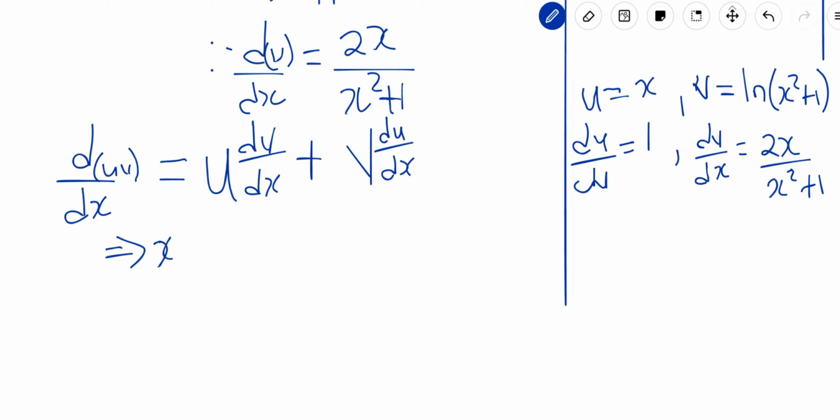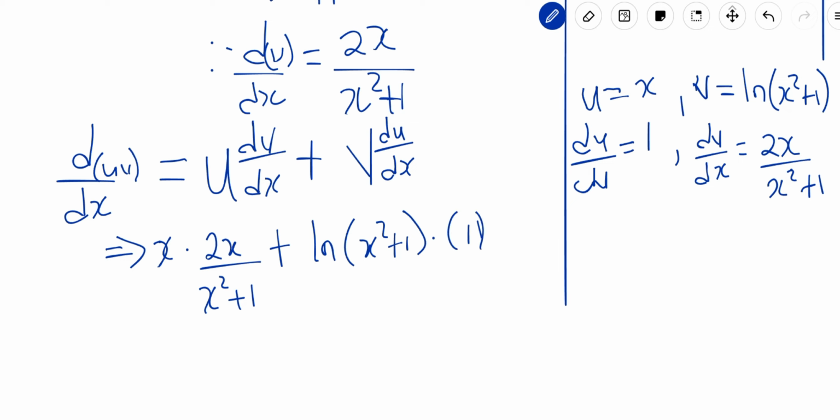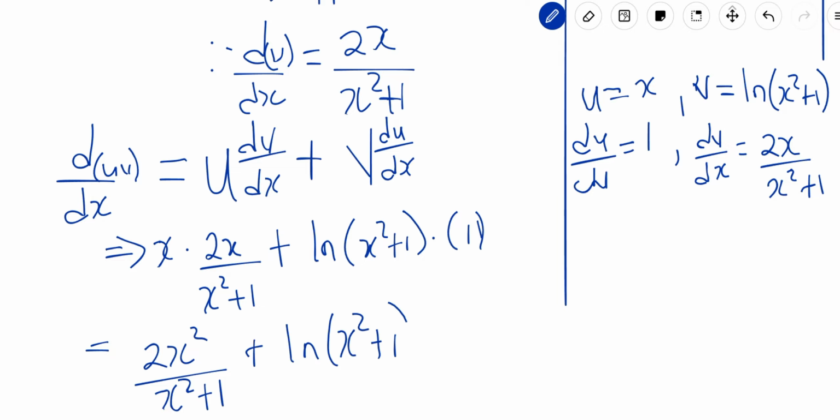x multiplied by dv/dx, which is 2x over x² + 1. Our v is ln(x² + 1), and then our du/dx was 1. Multiplying this through, this is going to give us 2x² over x² + 1 plus ln(x² + 1). Let's call this equation 4.